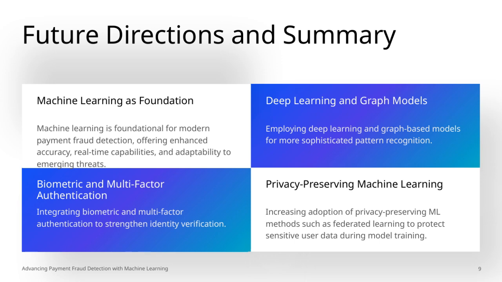Lastly, preserving user privacy is paramount, so privacy-preserving machine learning techniques like federated learning are gaining traction. These methods enable us to train models effectively while safeguarding sensitive user data throughout the process. Together, these directions represent the cutting edge of securing payment systems against fraud.